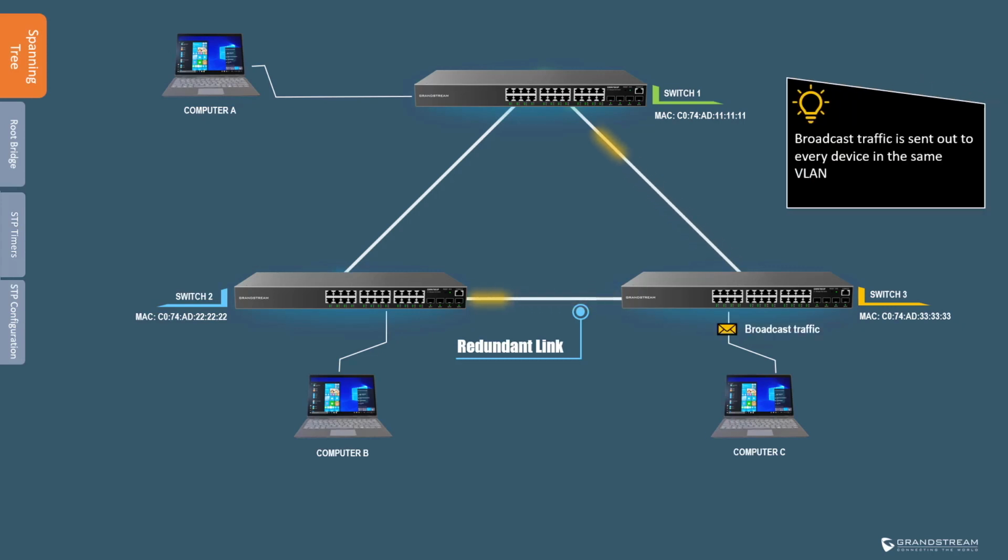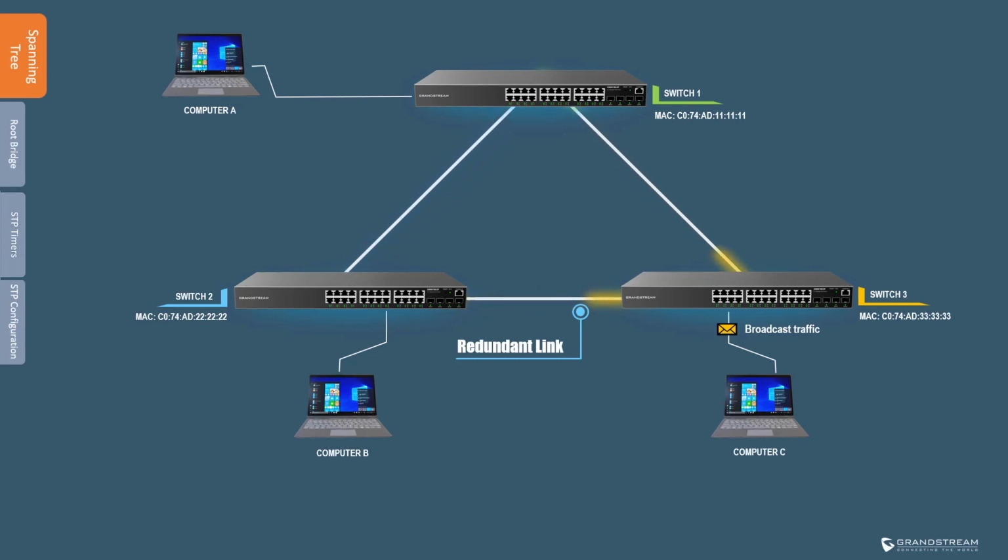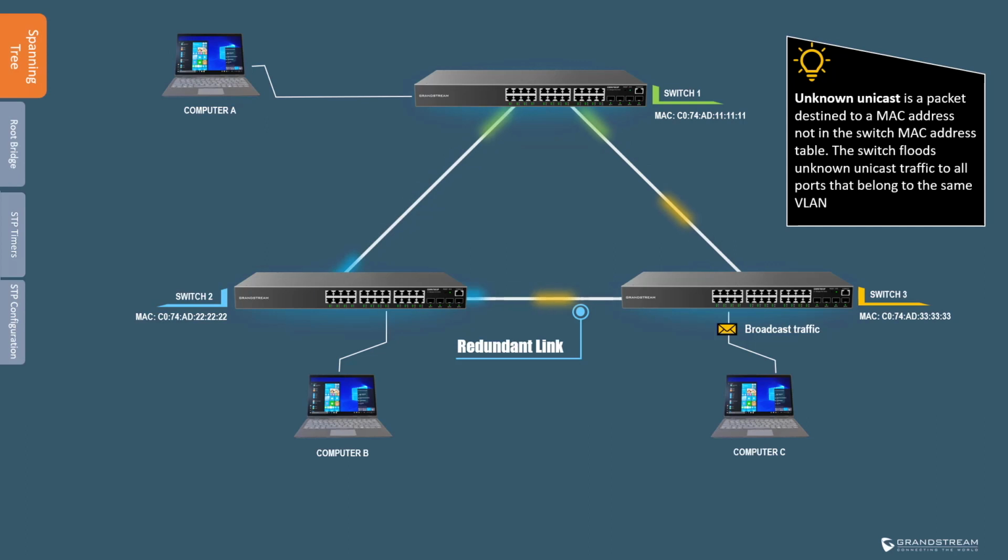We will use this example where computer C sends a broadcast frame. Remember, switches must forward broadcast frames out all active ports in the same VLAN, except the ports that receive the frame. So when switches 1 and 2 receive the broadcast frame from switch 3, they will flood the broadcast frame out to all active ports, which results in retransmitting the same broadcast frame back to switch 3, and the broadcast loop just continues infinitely.